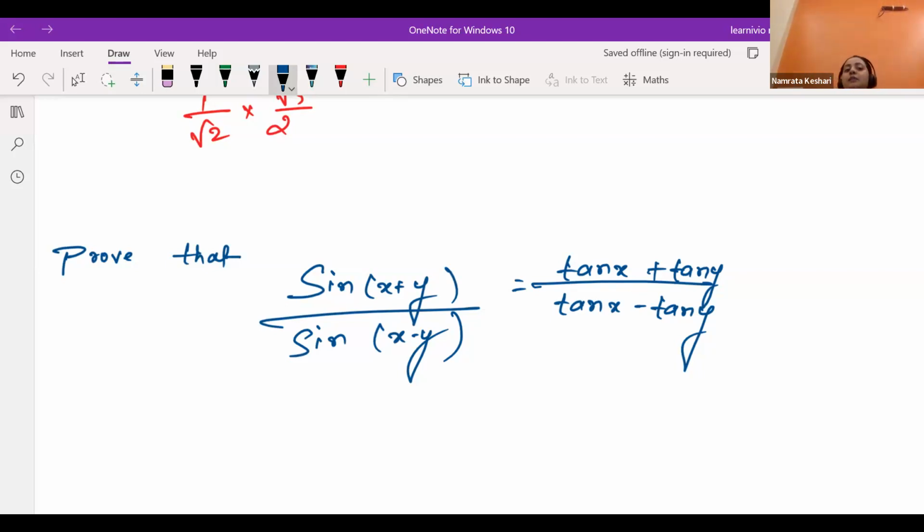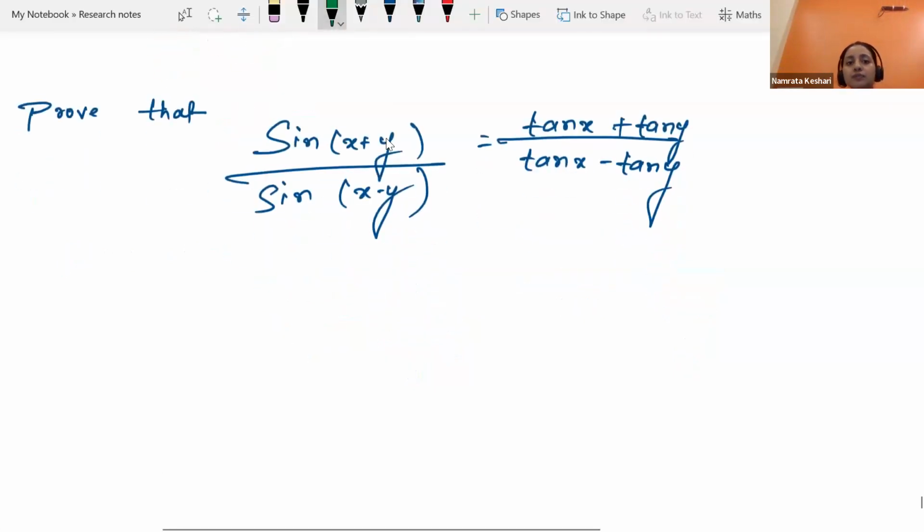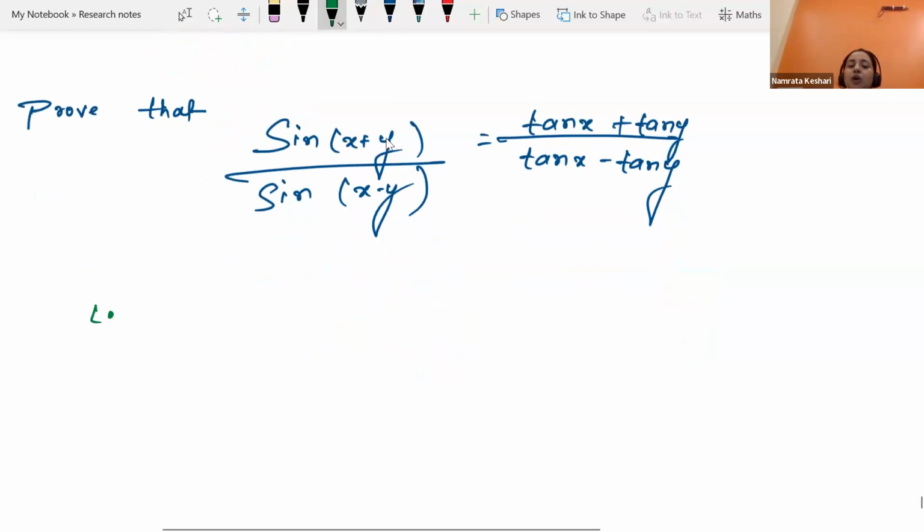So this type of scenario is not new to you, and sometimes it is easier to work on the right hand side rather than the left hand side. However, here the formula for sin x plus y over sin x minus y is known to us, so it is better to take the left hand side and solve it. Let's do it together. So we will be working on the left hand side.